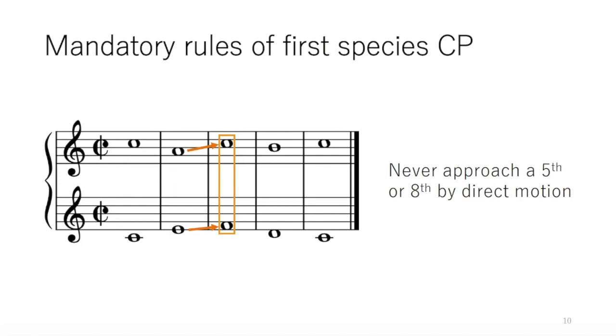The second problem is that it has a direct 5th, that is, a 5th interval that appears in a context where the 2 voices move in the same direction. In counterpoint composition, direct 5th and octave are strictly prohibited.